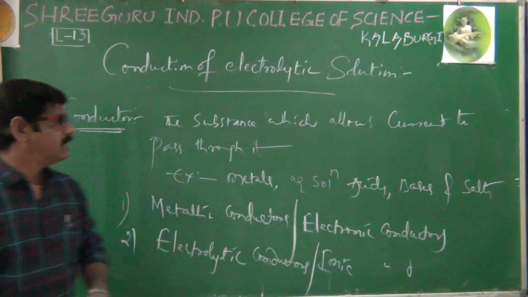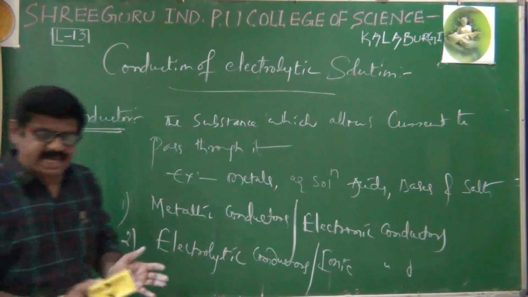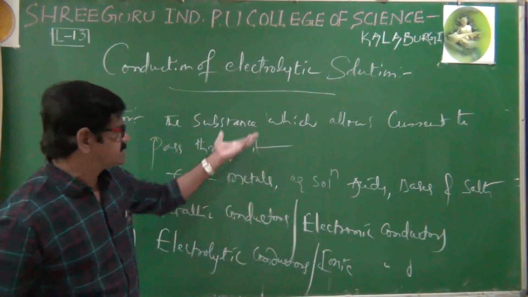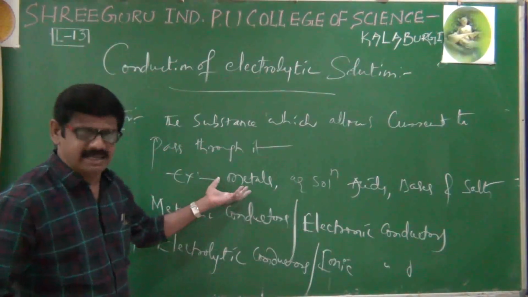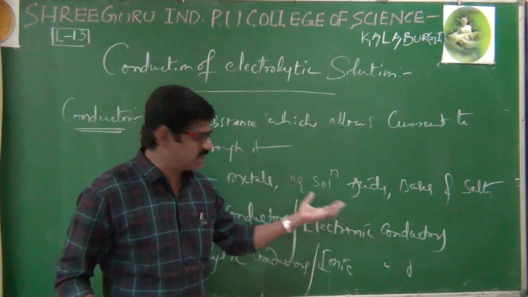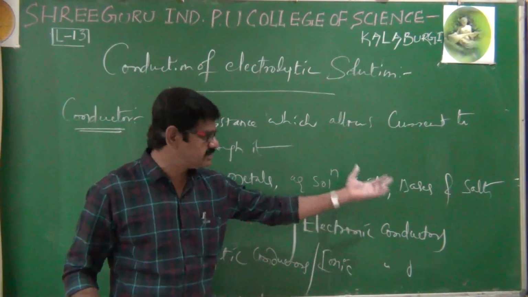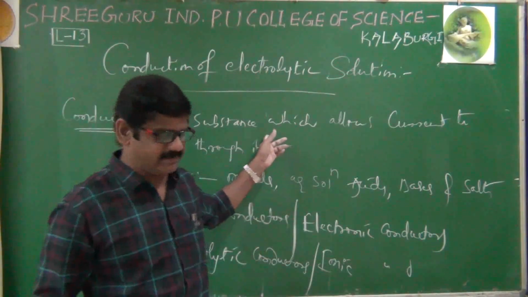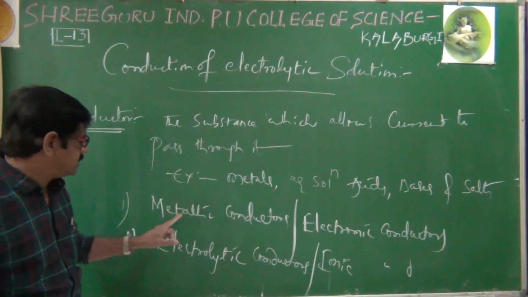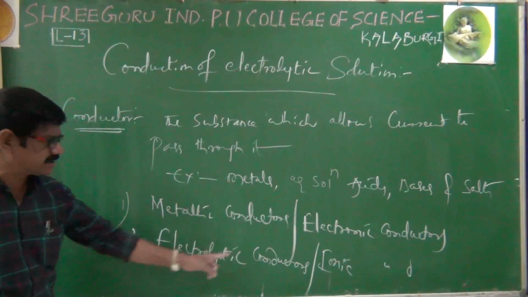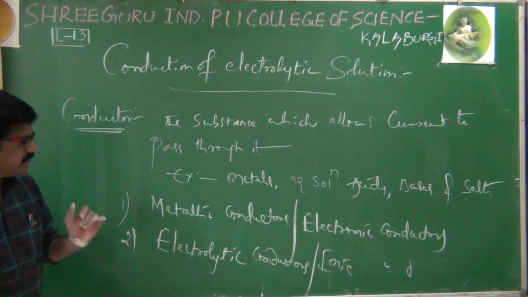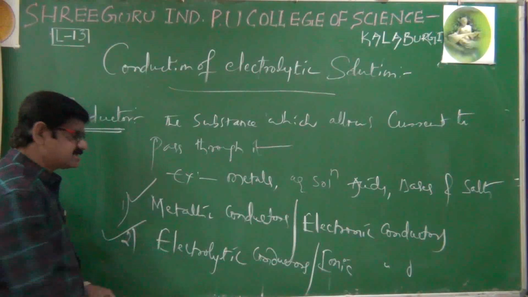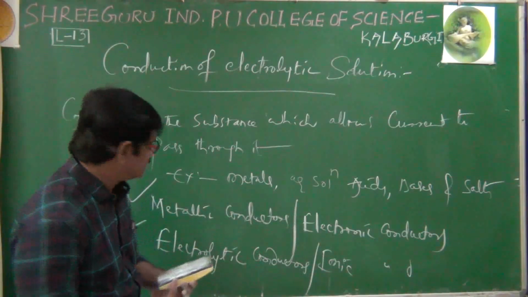I repeat, a conductor means a substance which allows current to pass through it. There are many examples, like metals, as well as some solutions like aqueous solutions of acids, bases, as well as salts. All come under the conductor category. Conductors are mainly two types: metallic conductors and electrolytic conductors. Now we have to define what is a metallic conductor as well as what is an electrolytic conductor.